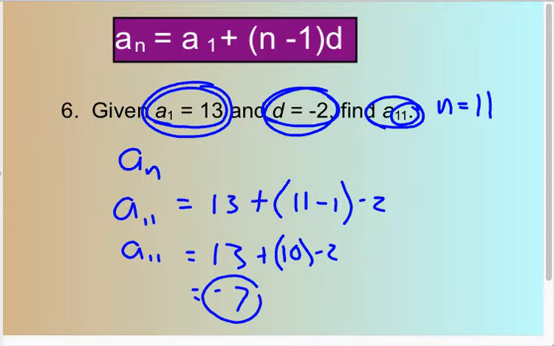Yeah, negative 20 plus 13 is negative 7. A sub 11, or the 11th term.